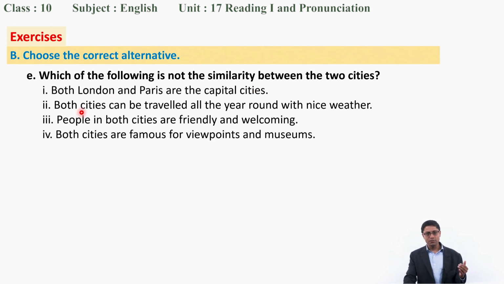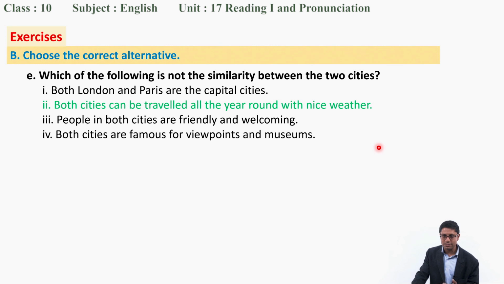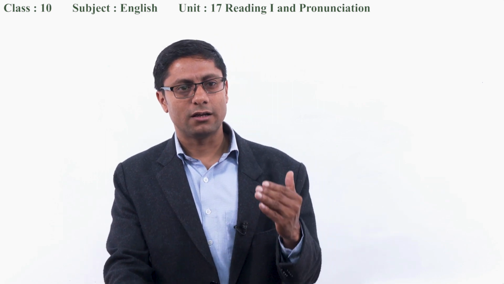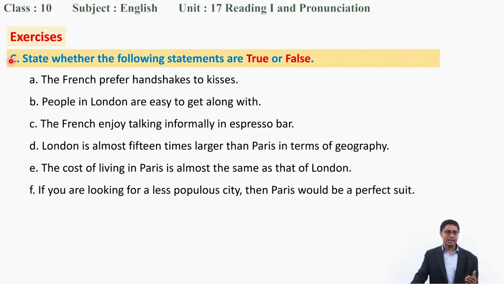We know. Both cities can be traveled all the year round with nice weather. Can we? Okay. Do they have nice weather all the year round? Certainly not. We have already discussed that it is suitable to visit London in autumn, and we have discussed that it's suitable to visit Paris from June to August. That's why B is the right answer. Both cities can be traveled all the year round with nice weather. It's not the similarity. Now let's go to the next exercise, that is exercise C.